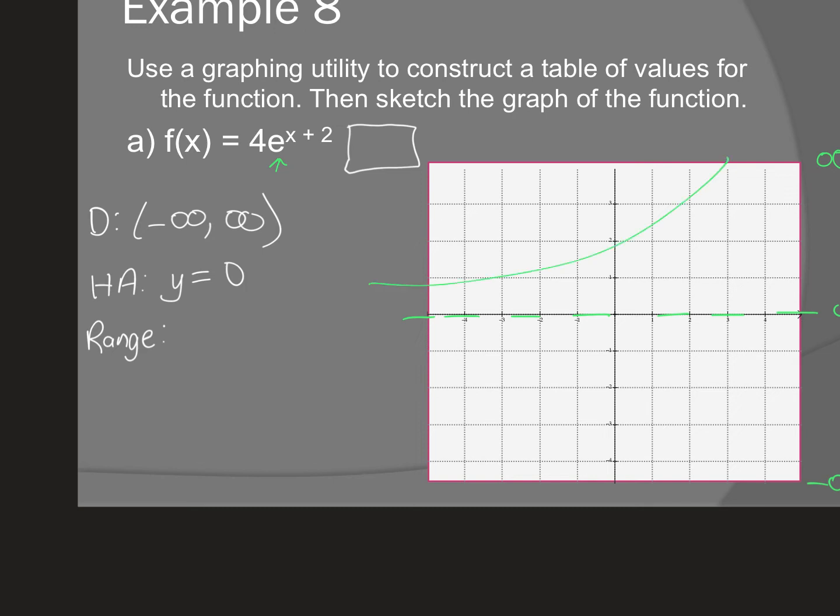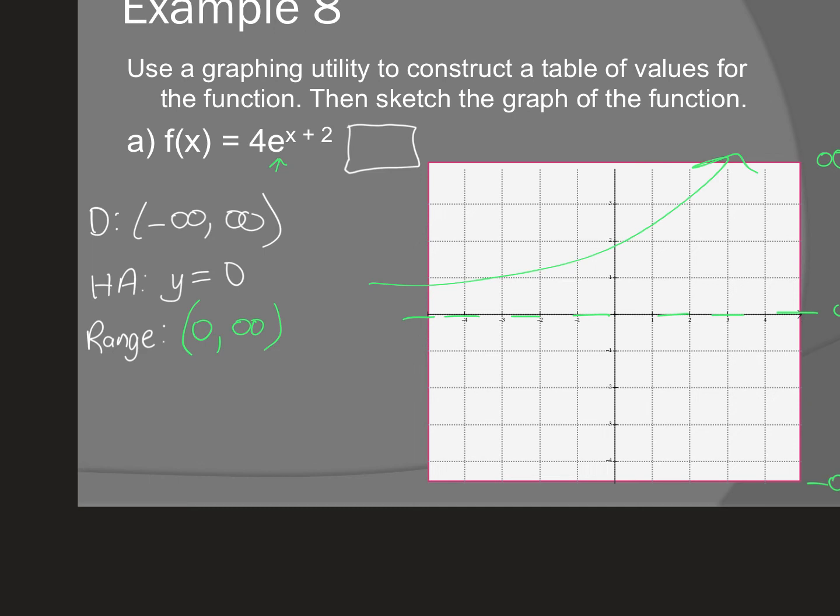It's going to look something like this. I don't know exactly what it's going to look like; I'd have to plug in a table of values. But I know from my equation it's positive. It's a growth. It's going to go something like that. So what is your range for this function? 0 to what? Infinity. Does it include 0? Is your function ever going to touch that horizontal asymptote? No, so it does not include.